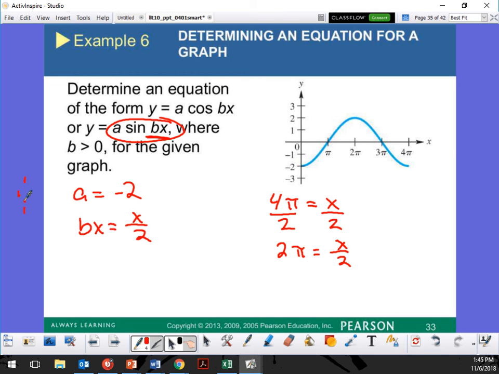Why did you start with 4 pi? Why did you divide? Why did I start with 4 pi? Where does it start at? 0. Where does it end at? 4 pi. So how far does it go from start to finish? It's 4 pi start to finish, right? And that's where I got the period. I know this has to be 2 pi, right? I'm just working it backwards from what I did previously. Why does it have to be 2 pi? Because the period for sine and cosine is always 2 pi. There we go.